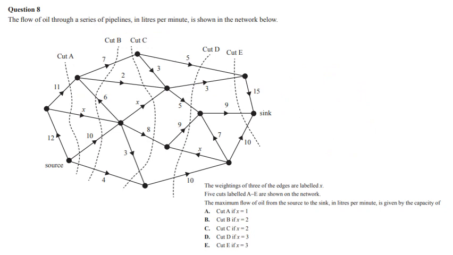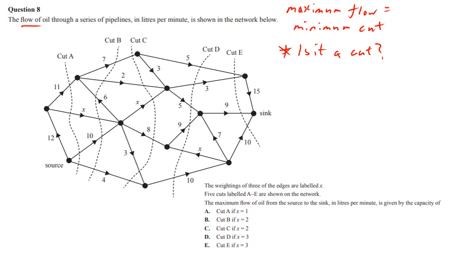Okay, so we've got a flow problem. So we know maximum flow equals the minimum cut. And there's always two things to watch out for here. Is it a cut? And backflow. I can guarantee there's going to be some backflow in here somewhere.